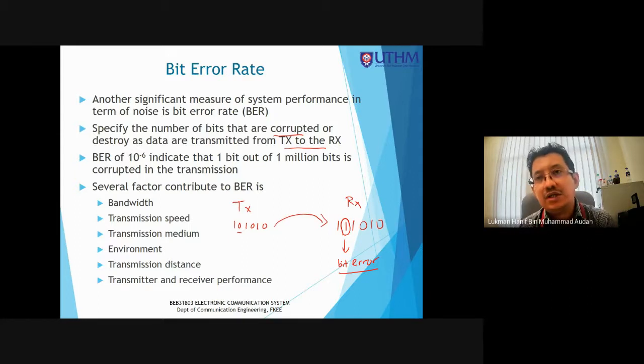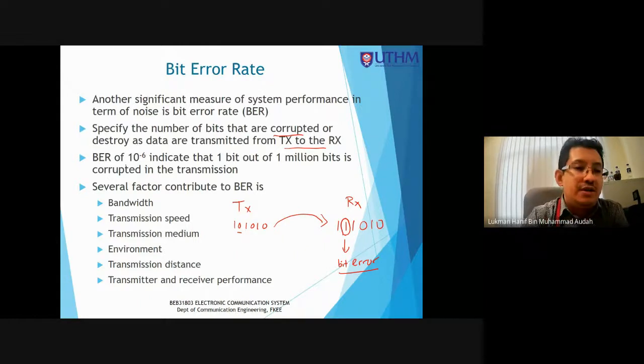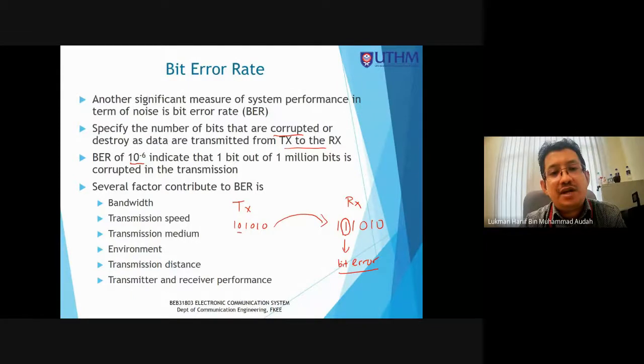So this is the thing is that we need to keep it as minimum as possible. Kita perlu rendahkan dia punya kadar serendah yang mungkin. Okay, it always happen, but we need to make it as minimum as possible. Okay, so bit error rate of 10 power of minus 6 indicate that 1 bit out of 1 million bit is corrupted in the transmission system.